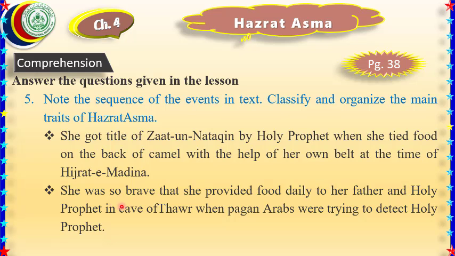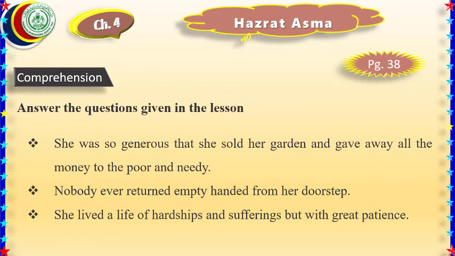Second event is she was brave and provided food daily to her father and the Holy Prophet, peace be upon him. After that, the next event mentioned in this lesson is she was so generous that she sold her garden and gave away all the money to the poor. Then we find nobody ever returned empty-handed from her doorstep, and she lived a life of hardships and suffering but with great patience.